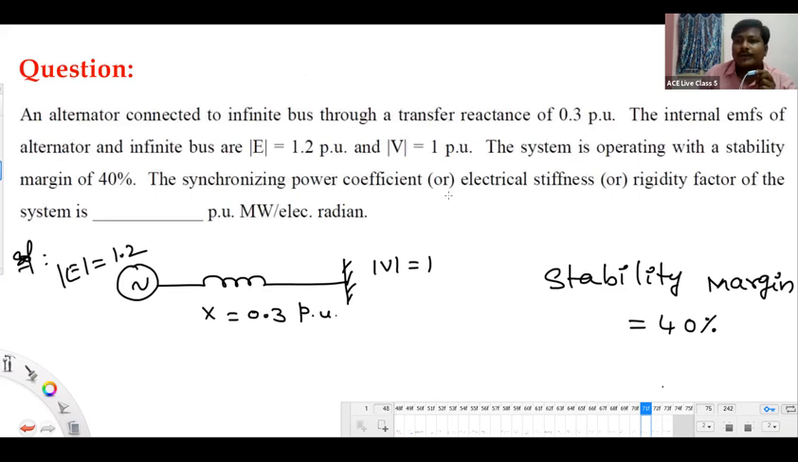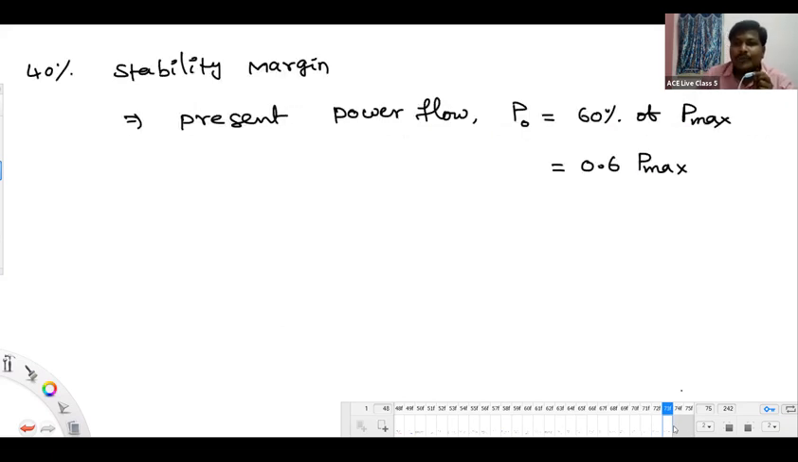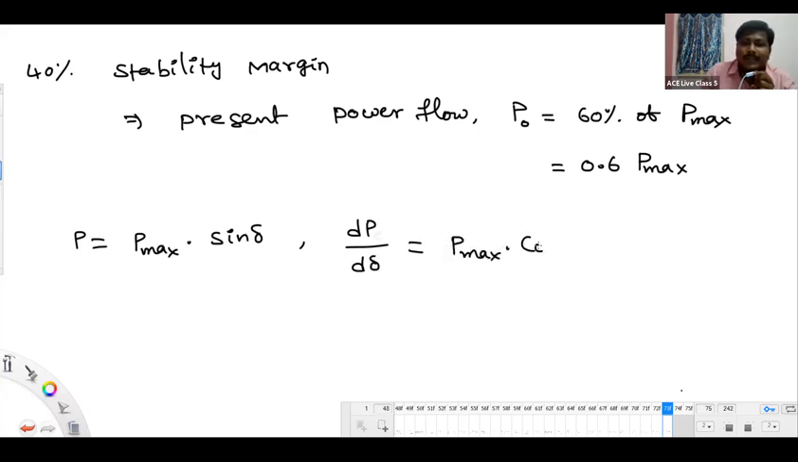What is the synchronizing power coefficient of the network? What do you mean by synchronizing power coefficient? dPe by d delta. Already you know the power equation P equals P max into sine delta. The synchronizing power coefficient dPe by d delta is P maximum cos delta. Simply, we have to put delta naught in this to find the synchronizing power coefficient at the present operating condition. So dPe by d delta at an angle of delta naught is P maximum cos delta naught.